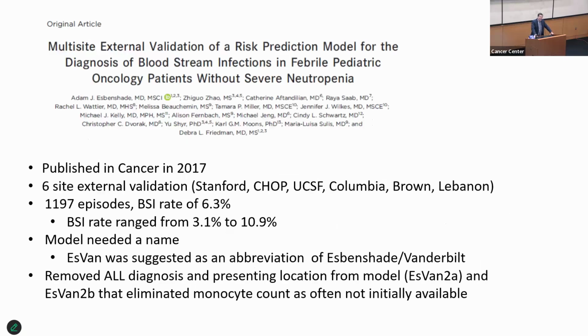So this led to our next paper, which was a multi-site external validation of a risk prediction model for diagnosis of bloodstream infections in febrile pediatric oncology patients without severe neutropenia. This was published in Cancer in 2017, and this was a 6-site external validation where we had previously published data sets from Stanford, Brown, and Lebanon that we used, and then had an unpublished data set someone gave me from Columbia, and then had some friends from CHOP and UCSF who pulled together some episodes. And so we ended up with 1197 episodes. The BSI rate in this group was 6.3%.